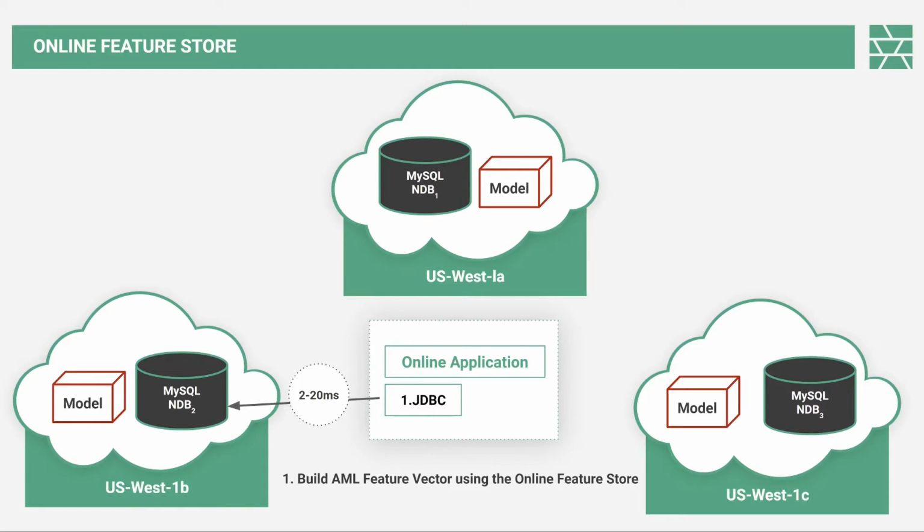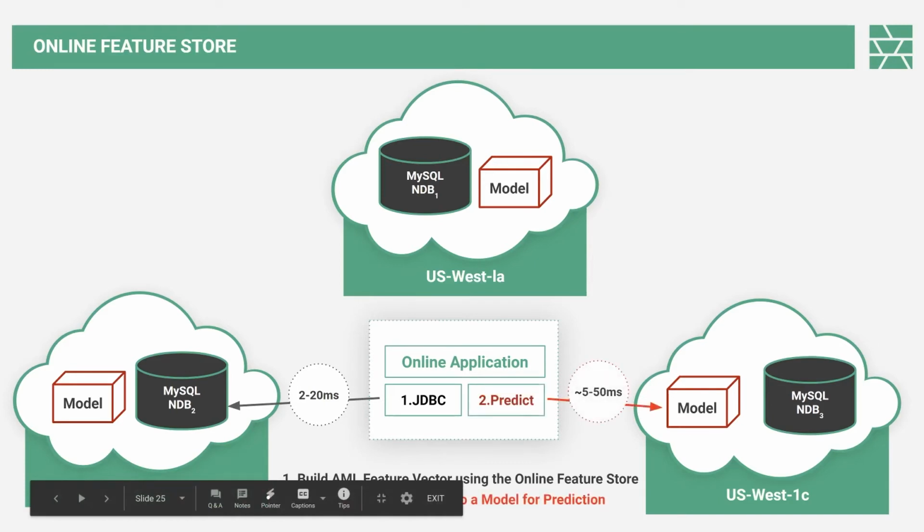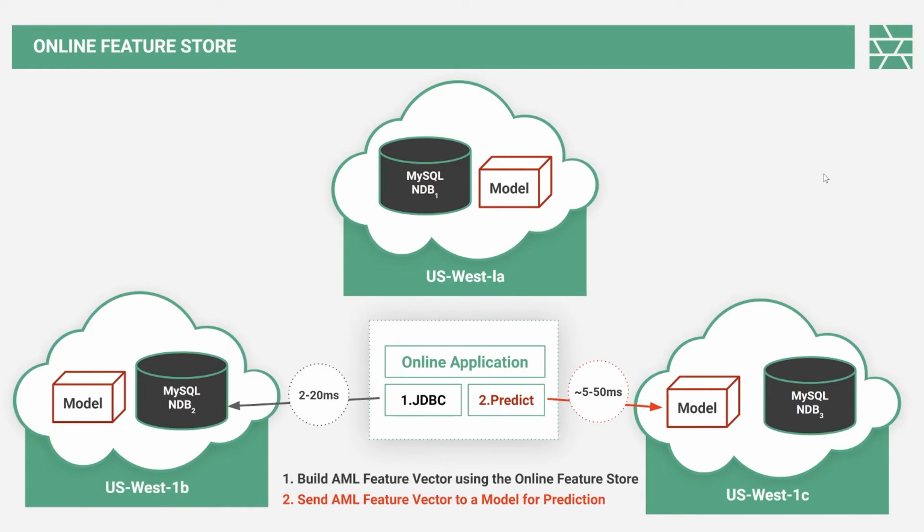So once we have that feature vector, we can then send that feature vector to the model to make a prediction. And as I mentioned before, typically your model will be served over the network rather than be embedded in the application, because if you separate the life cycle of the model and the application, then they can both be updated independently.